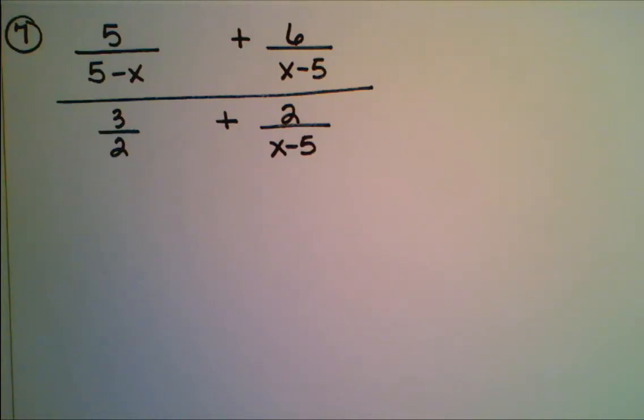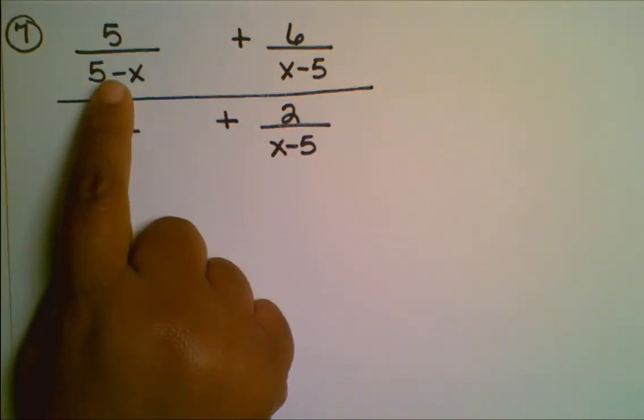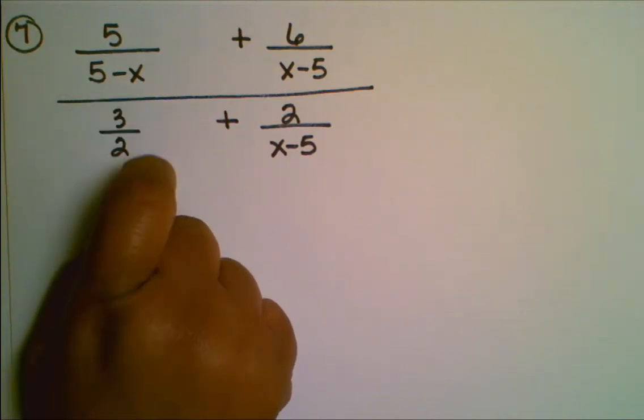Number 7, we have 5 over 5 minus x plus 6 all over x minus 5. That is all over 3 over 2 plus 2 over x minus 5. So we want to find the LCD, but before we do that, I want us to remember, let's go back and place our terms in descending order.